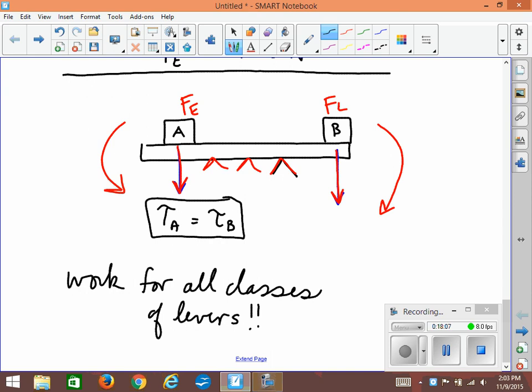All right, so having said that, you can move on to the assignment, which is a couple of practice questions that involve using torque and levers to try to figure out things about the effort force and the load force and the arm lengths.